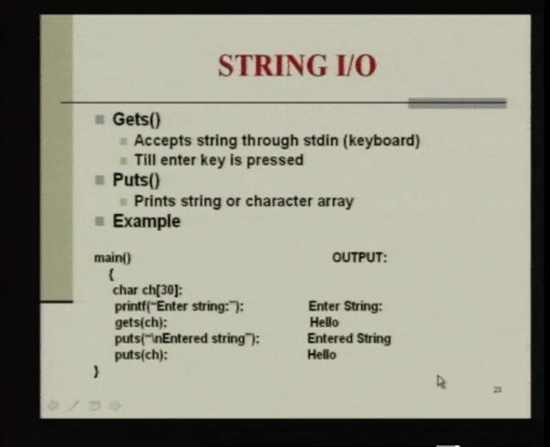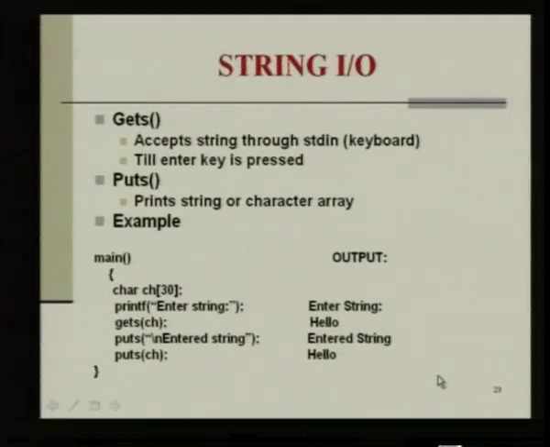Next we move over to string IO. From the word itself we know that this involves strings. In this you have simply gets and puts functions. gets stands for get string and puts stands for put string. So, the gets function accepts a string through standard input, that is the keyboard. Till you press the enter key, it will keep accepting the characters, and puts does the same job of printing it on the screen. Now, here you have an example.